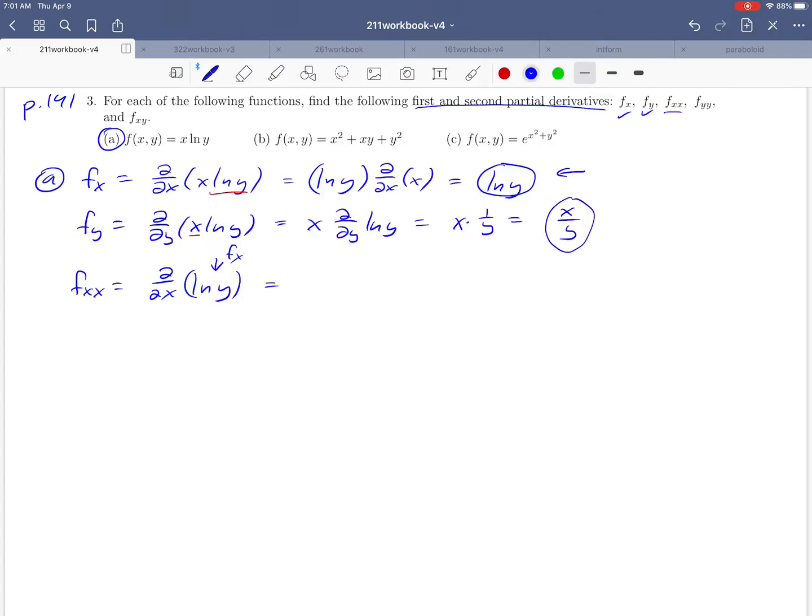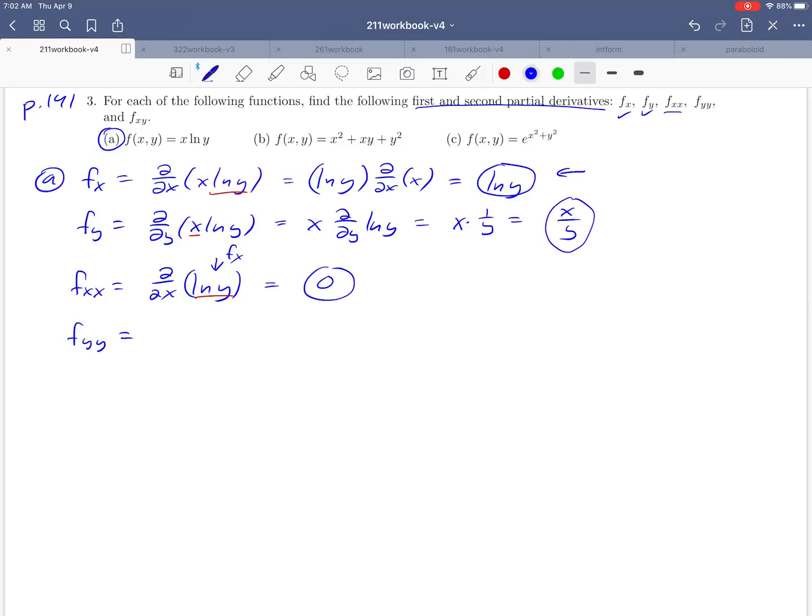So we need to take the derivative with respect to x of ln of y. What should we get there? Well, there are no x's in this expression. Y is being treated as a constant, and so we should just get 0 out of this derivative. Okay, so there's fxx.